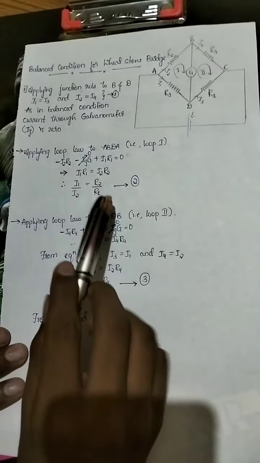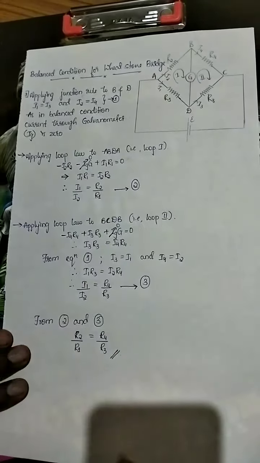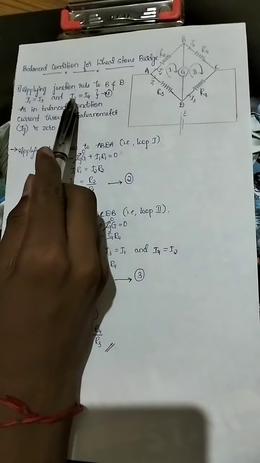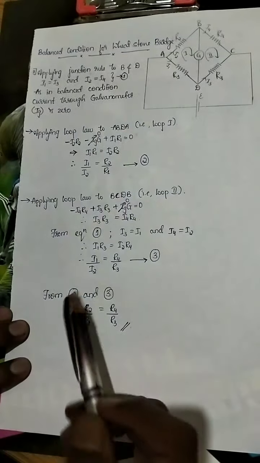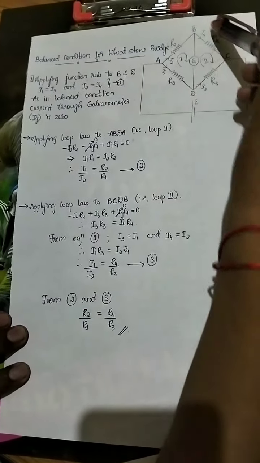From this we get the ratio of currents I1 by I2 is equal to R2 by R1. Let's keep this as second equation, and we have equation number 1 where I1 is equal to I3 and I2 is equal to I4. Coming next, let's apply the same loop law for loop BCDB.